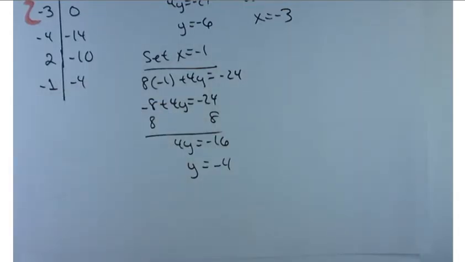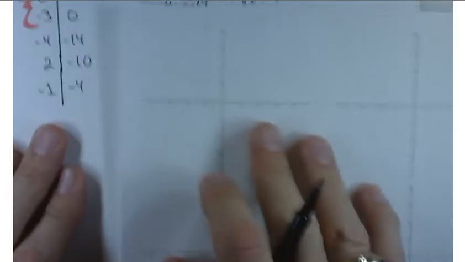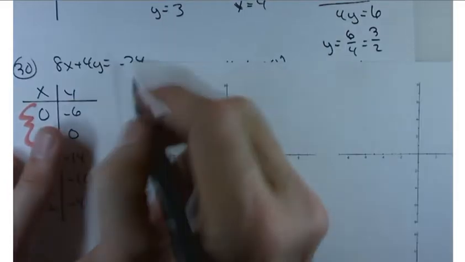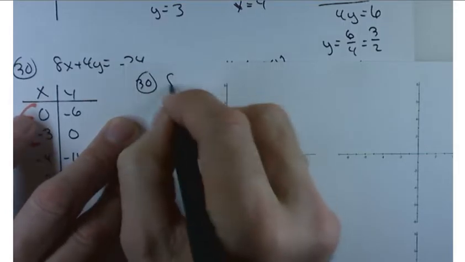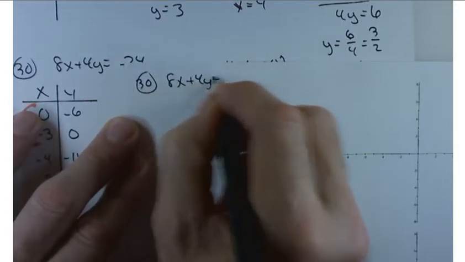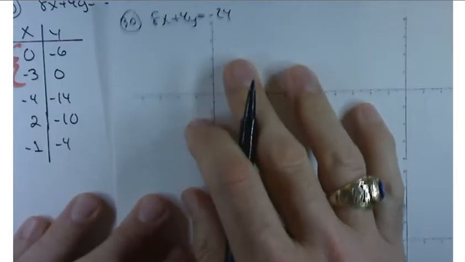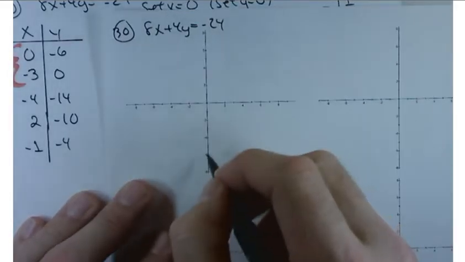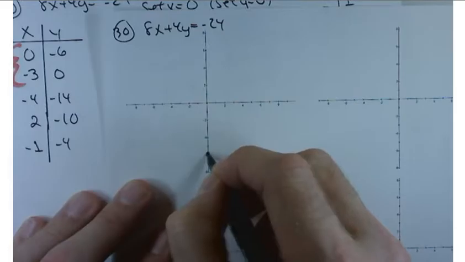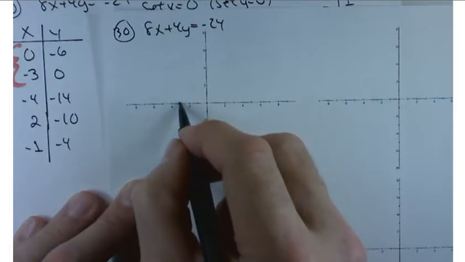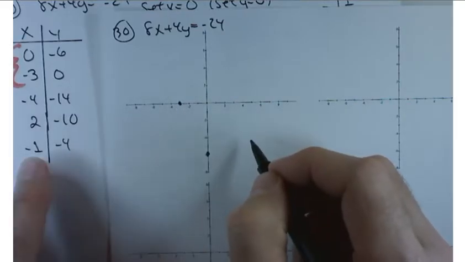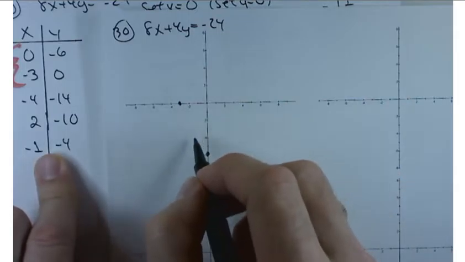On the back side of your handout, the graphs are a little bit more zoomed out, so it would probably fit there a little easier than on the front side. So this is problem number 30: 8x plus 4y equals negative 24. Let's graph the points we can. That would be 0 and negative 6, down here. Negative 3 and 0 is here. And then negative 1 and negative 4 would be about there.